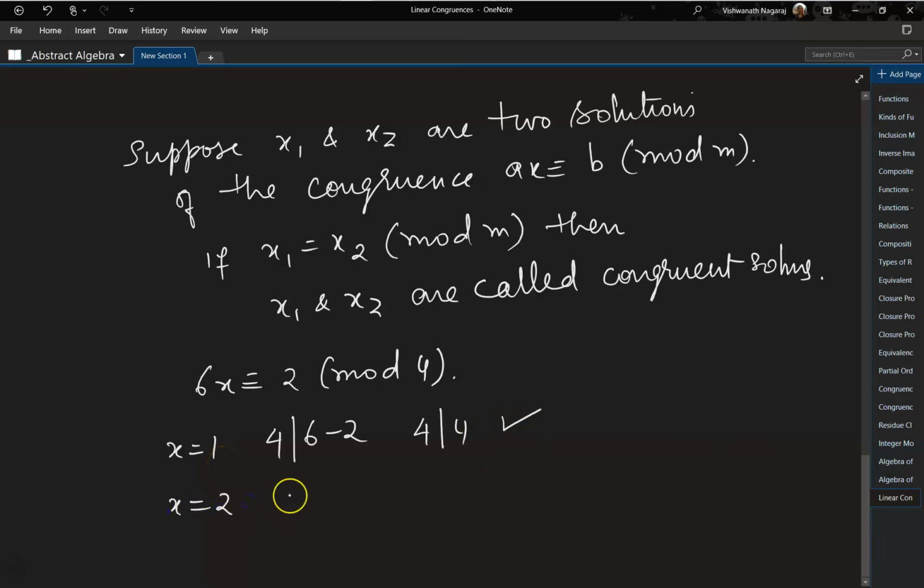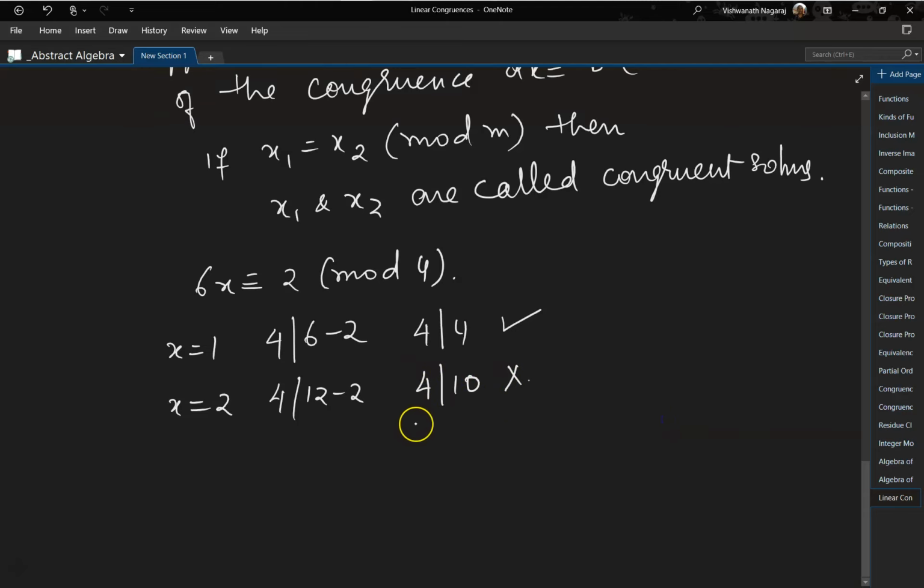Now what about x equal to 2? 6 times 2 is 12, minus 2, which is 10. So does 4 divide 10? No. So x equal to 2 is not a solution. Now let's look at 3.